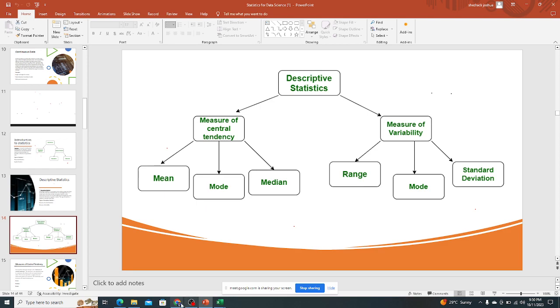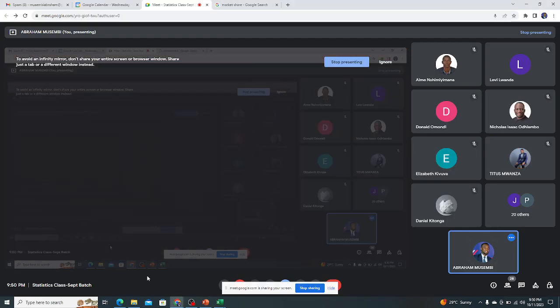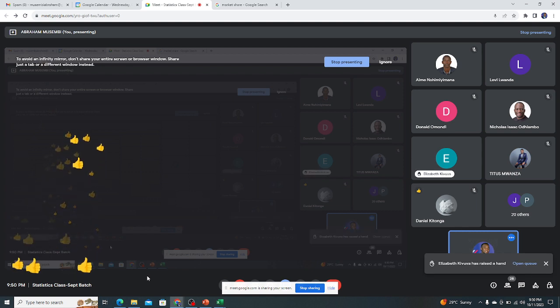Any question up to that point? If we are flowing well, if we are all together, maybe you can just show me through a thumbs up. 1, 2, 3, 4, 5, 6, 7, 8, 9, 10, 11, 12, 13. So I can see at least a sample of 13 people. Yes, Elizabeth?